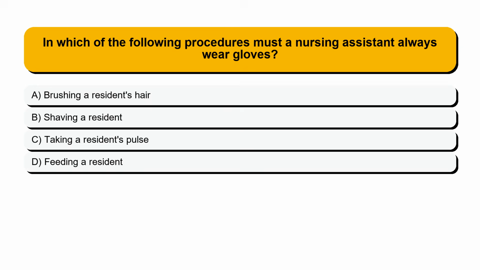Question 5. In which of the following procedures must a nursing assistant always wear gloves? Option A brushing a resident's hair. Option B shaving a resident. Option C taking a resident's pulse. Option D feeding a resident.